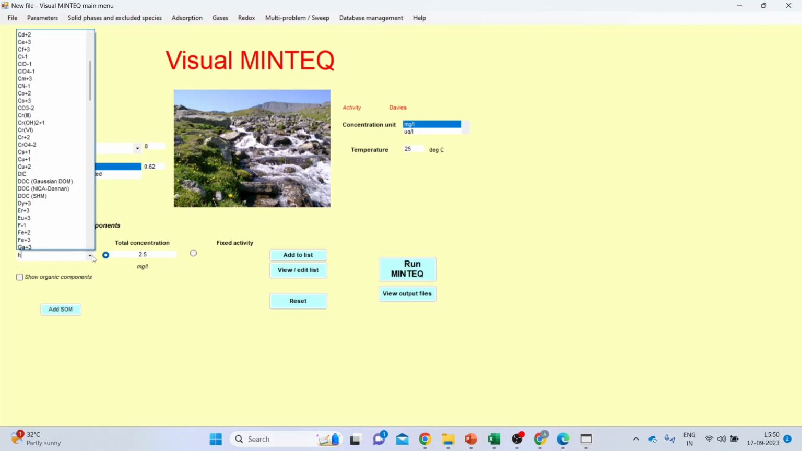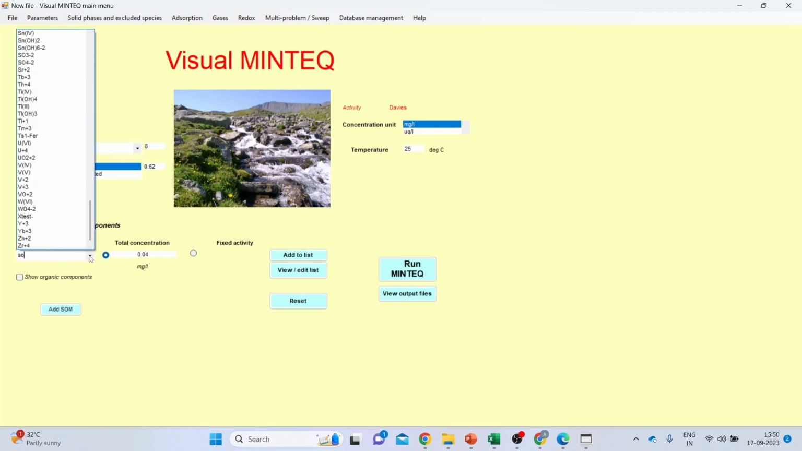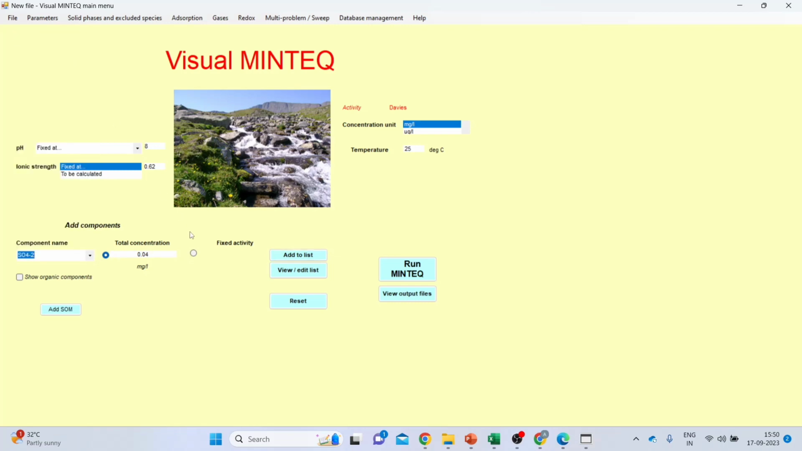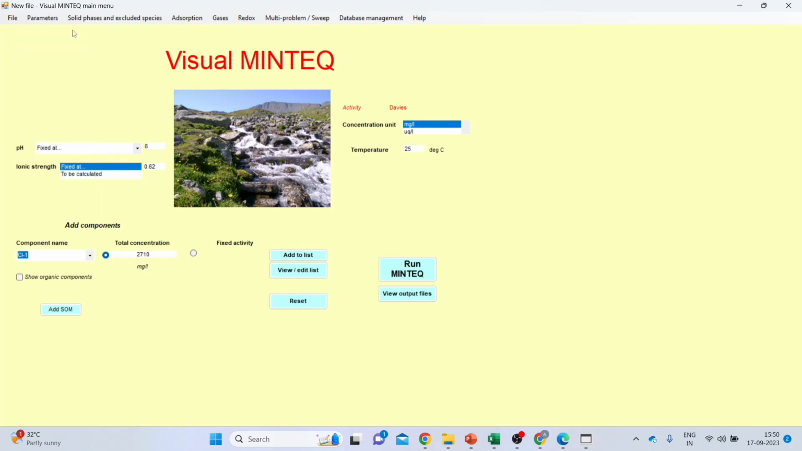Next is mercury, Hg. It is 0.04 milligrams per liter. We will add to the list. Next we have sulfate. It is 2710 milligrams per liter. Next is chloride, and it is 19400 milligrams per liter.